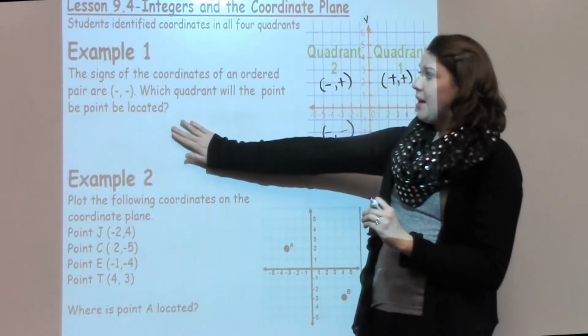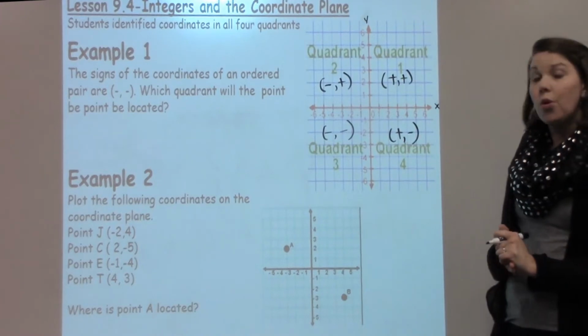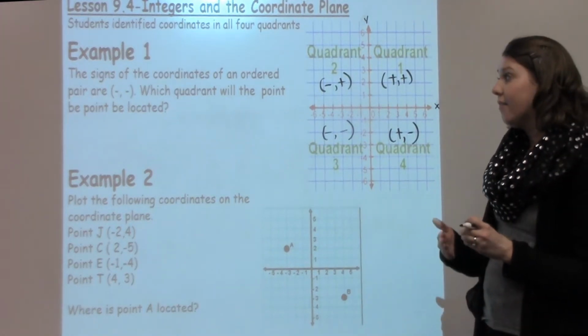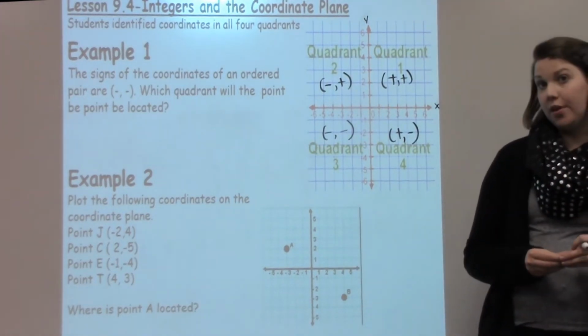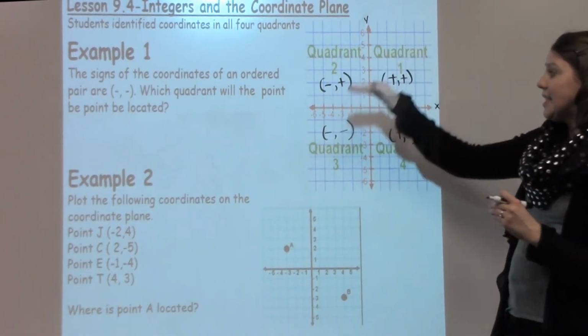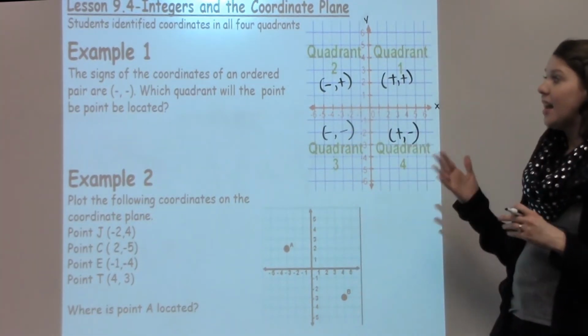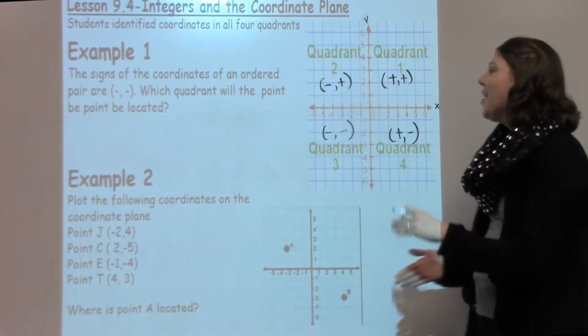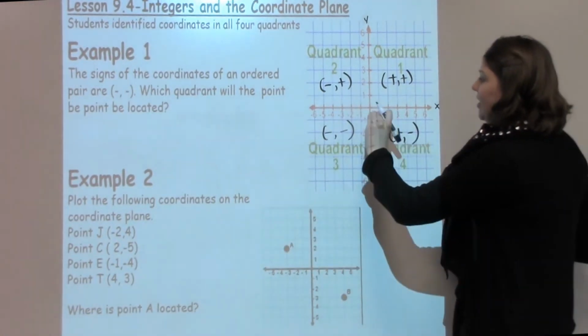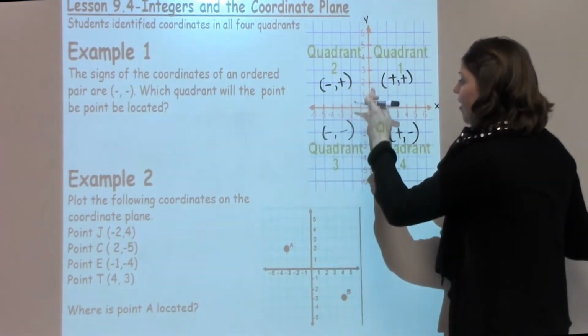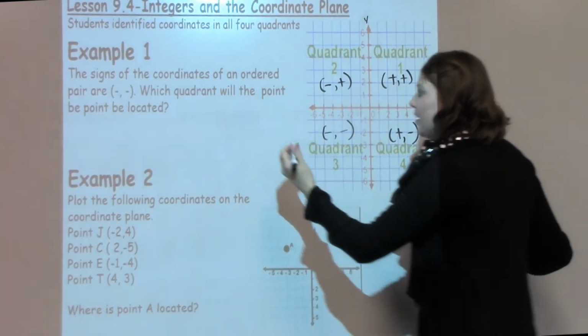Let's go ahead and look at example number 1. The signs of the coordinates of an ordered pair are negative and negative. Which quadrant would the point be located in? As I did my example to get us started today, when I have the negative and the negative, we see that our negative for our X and our negative for our Y is going to be in quadrant 3.